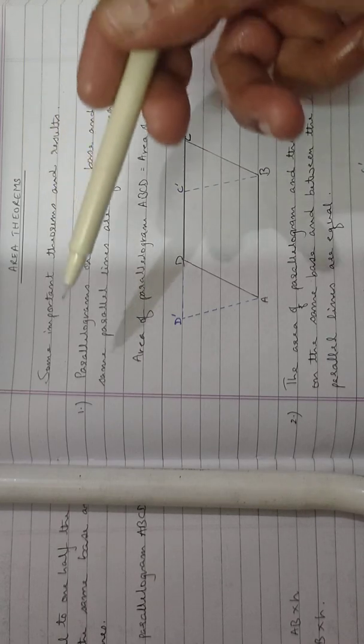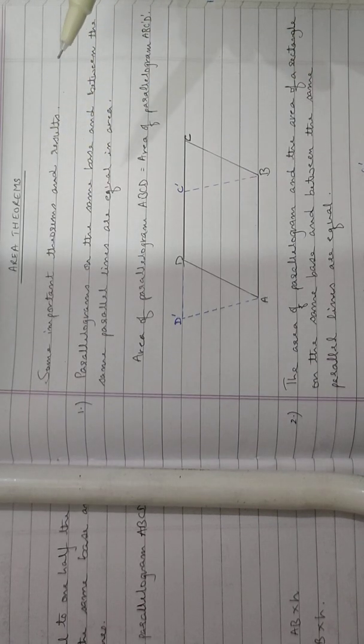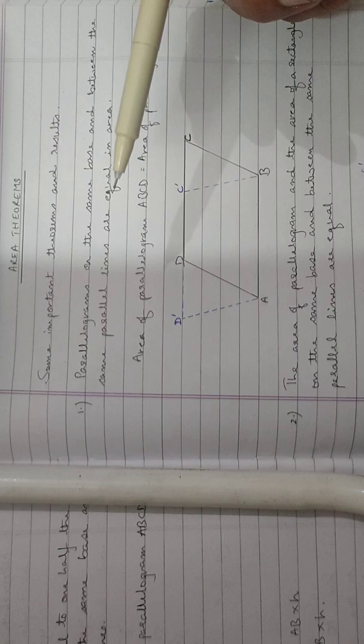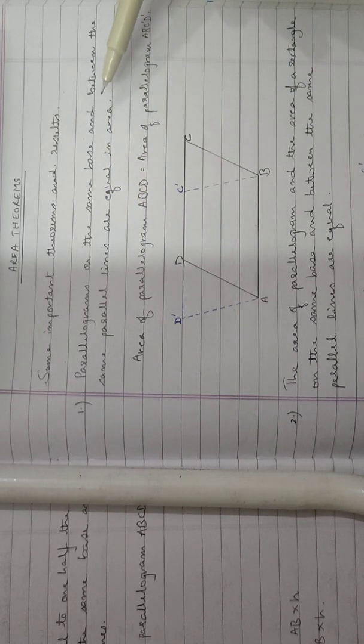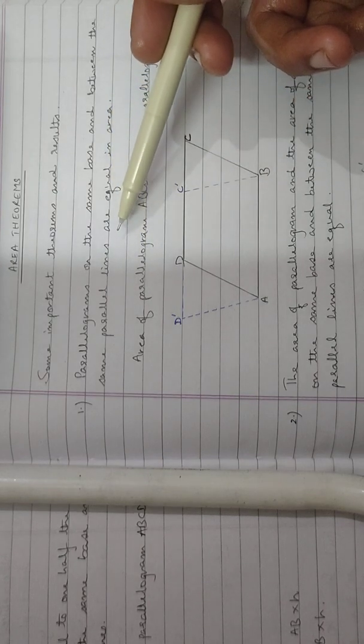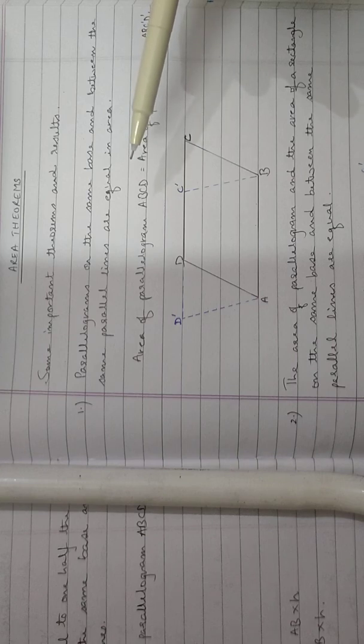I've mentioned over here some important theorems and their results, their outcomes. So the very first theorem says parallelograms on the same base and between the same parallel lines are equal in area. Children, this statement means that if you have two parallelograms which are sharing a common base and the two parallelograms are between the same parallel lines, then the area will be equal.